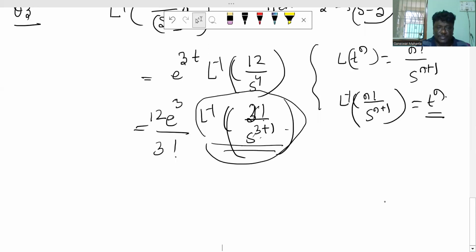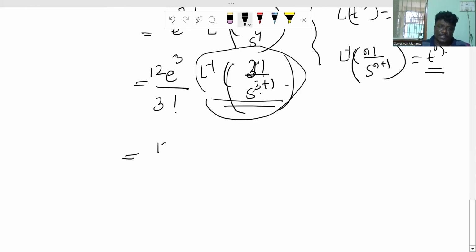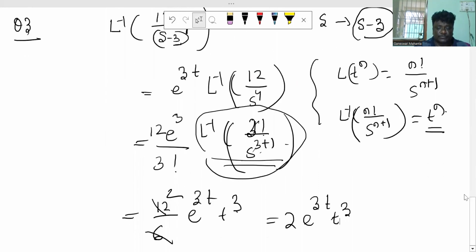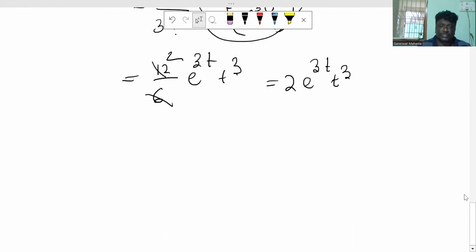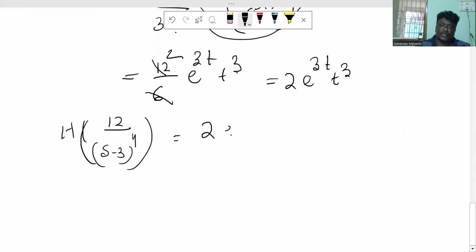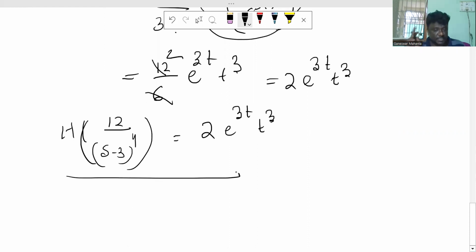So what will the inverse Laplace value be? 12 by 3 factorial, which is 3 into 2, that is 6, into e to the power 3t, and this is t cube. So that is 6 into 2, so 2 e to the power 3t t cube. This is the value of L inverse for the s cube term. You can check this question: L inverse of 12 by s minus 3 to the power 4 is equal to 2 into e to the power 3t t cube. So this is the answer, and by using the inverse Laplace transformation you can show this value.